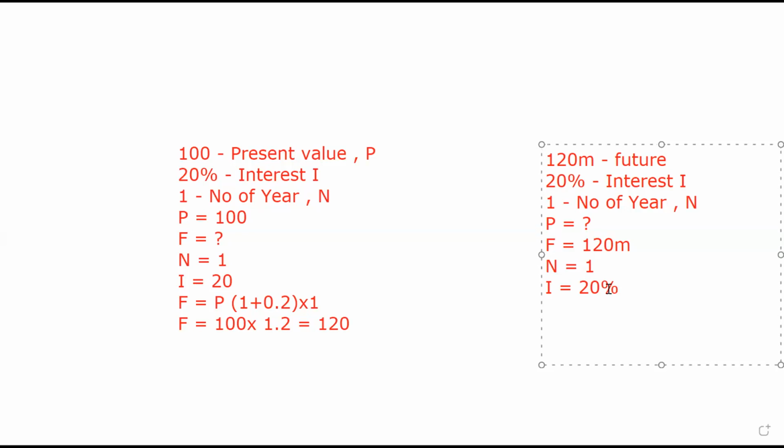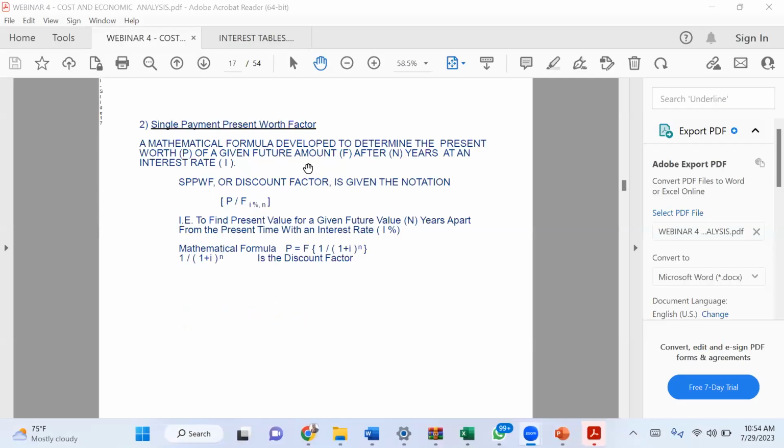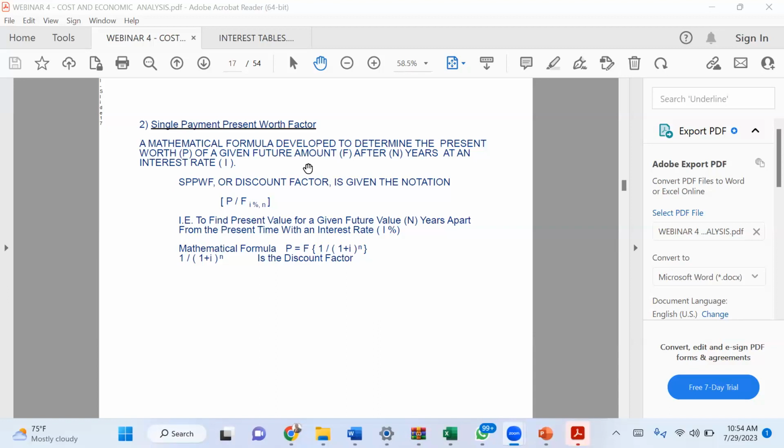So the formula now becomes the second thing that I want to teach us. This is a mathematical formula developed to determine the present worth P of a given future amount F after n years at an interest rate i. So in other words, I'm looking for P. I have the F. So this is the formula.